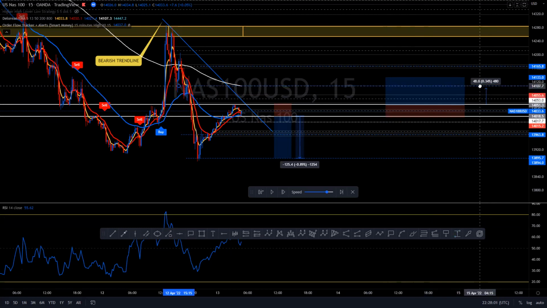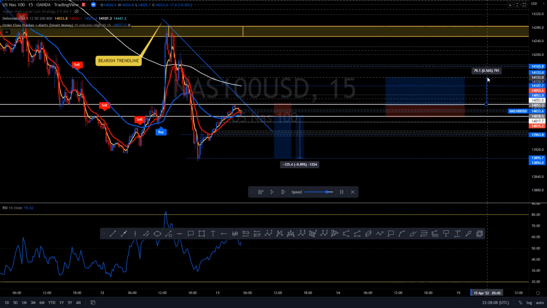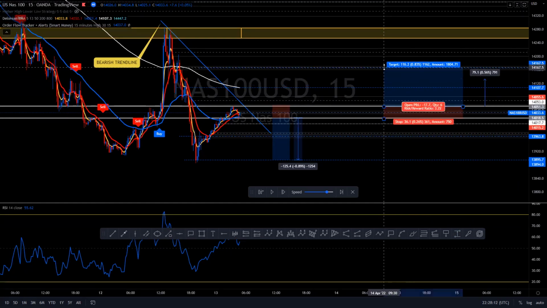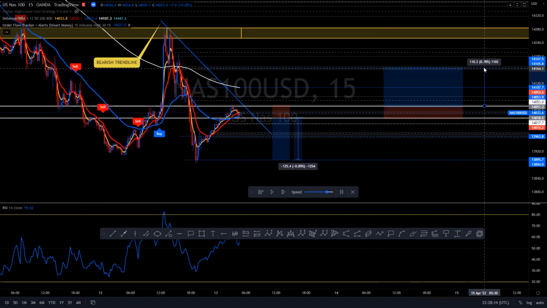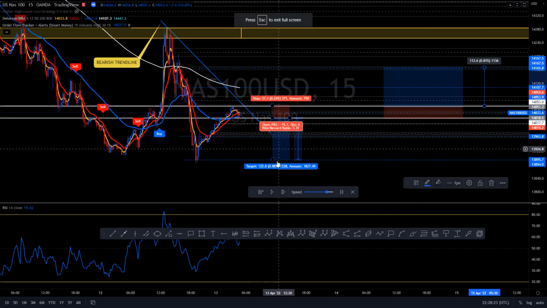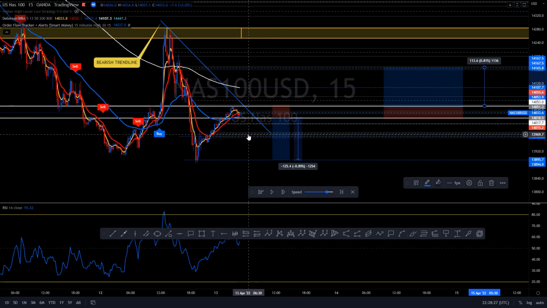Probably will bring this up a little bit more. And this would be, probably would make this TP2 if I was trading. So now my thought process is, which area would be the easiest for the banks to sell off an imbalance gap to make their money back?